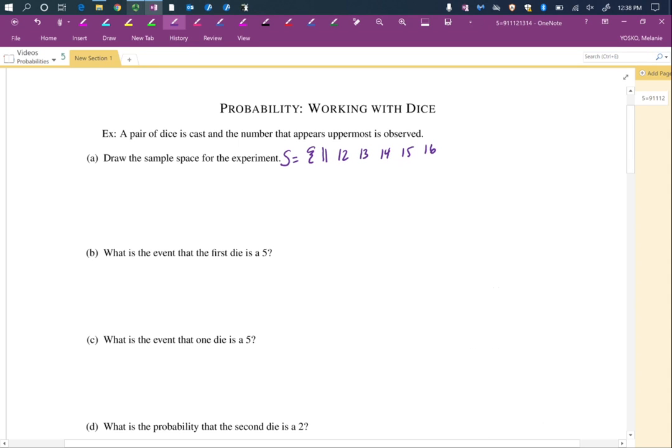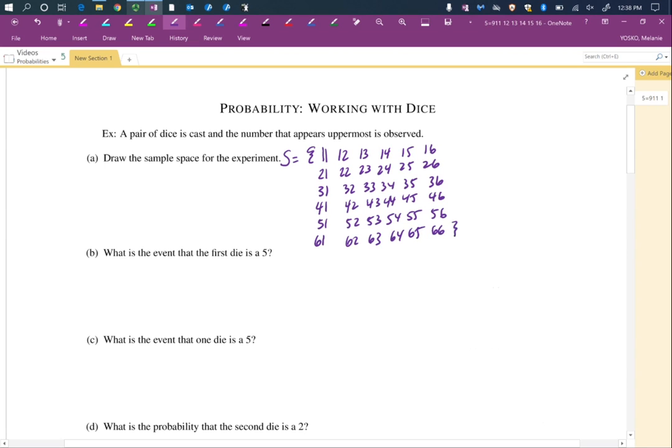That was the first die is a 1, and then we have all the options for the second die. And then let's make the first die a 2, and write all the options that we have for the second die, and so on. And there's some really cool things about this. We can visualize every single option. Okay, so we're going to answer some questions.